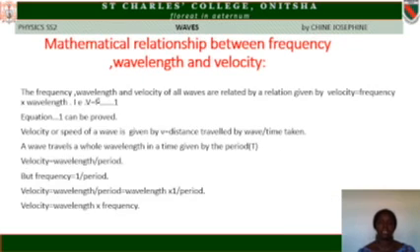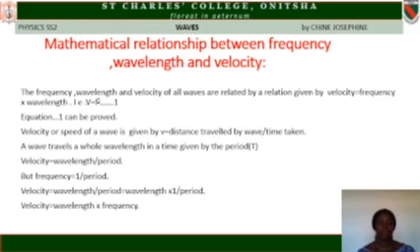Let's go to the mathematical relationship between frequency, wavelength, and velocity. The frequency, wavelength, and velocity of all waves are related by a relation given by velocity equals frequency multiplied by wavelength. That is V equals lambda F. We call it equation 1. And this equation 1 can be proved.